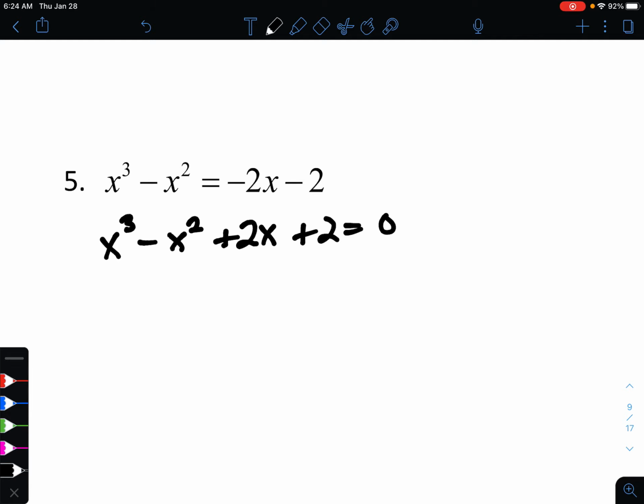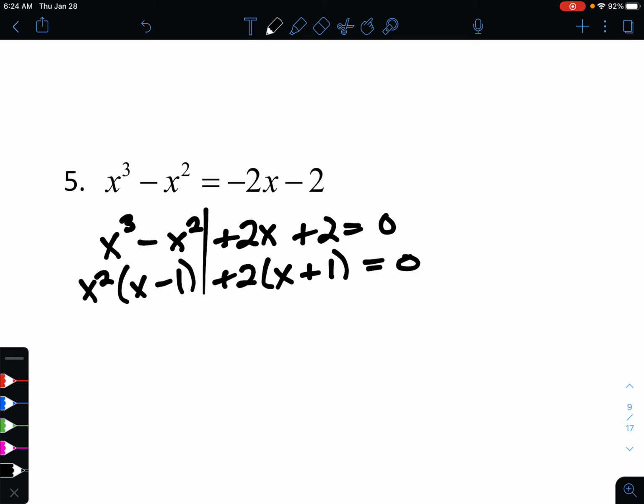So now, to decide what type of factoring to use, notice that you've got 4 terms. Remember, 4 terms means we're going to try to factor by grouping. So, looking at our first group of terms, x cubed minus x squared, we can factor out x squared. Gives us x minus 1 inside the parentheses. For our second group of terms, if we factor out our GCF, which is a positive 2, then we get x plus 1 inside the parentheses.